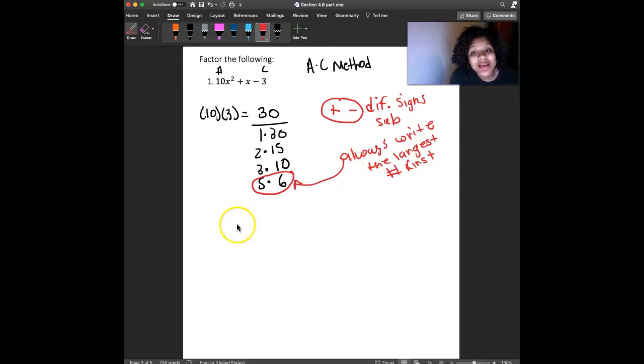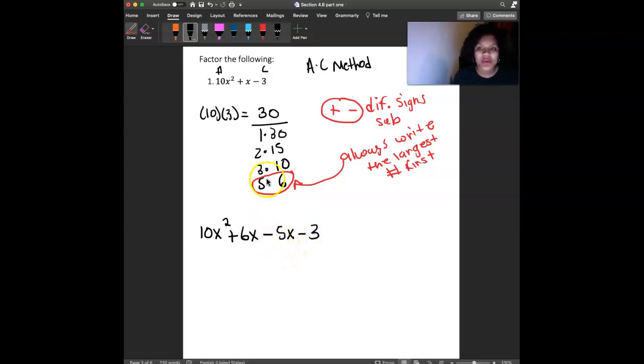So now the next step is to rewrite this trinomial as a polynomial of 4 terms using the 5 and the 6. The 5 and the 6 will replace the middle term. All right, making it 4 terms instead of 3. So the first comes down, largest number first, using the sign. I know this is going to be plus 6x. I know the second one is going to be negative, minus 5x minus 3.